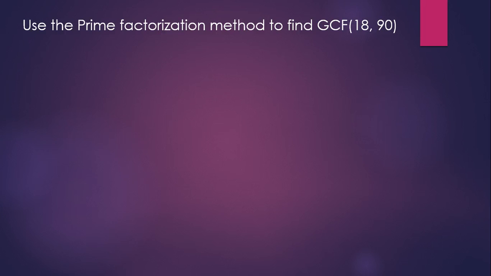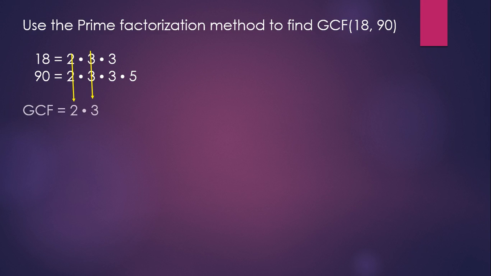Use the prime factorization method to find the greatest common factor of 18 and 90. So we'll find the prime factorization of the two numbers. Once again, you might want to use a factor tree to find that prime factorization. And then we'll find all the factors that the two numbers have in common, which in this case are the 2 and the 3. Multiplying those two factors that they have in common together gives us the greatest common factor, which is 6.